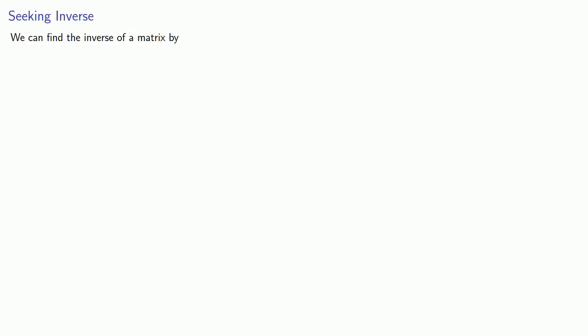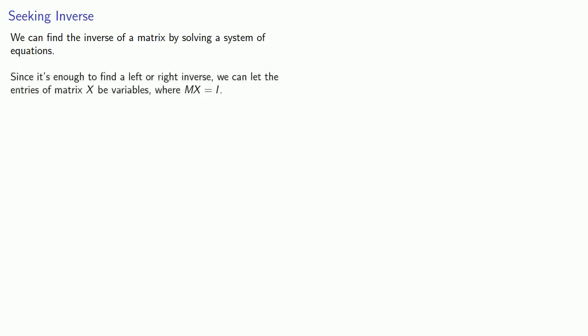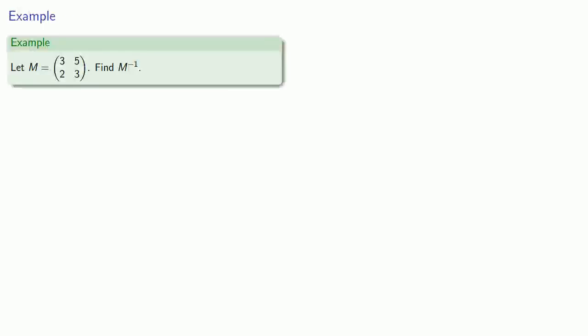So how do you find the inverse of a matrix? We can find the inverse of a matrix by solving a system of equations. Since it's enough to find either a left or a right inverse, we'll let the entries of our inverse matrix X be variables, and the equation that we'll have is M times X should give us the identity matrix. Let's see how that might work. So I have a 2 by 2 matrix, and let's see if I can find the inverse of this matrix. So I want to multiply this by some matrix to get the identity matrix of the appropriate size.